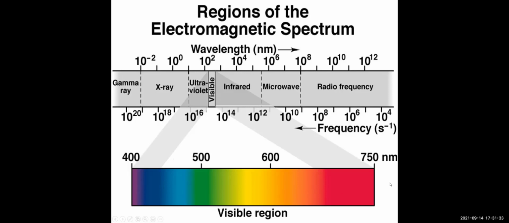Has anyone ever memorized this sequence of colors? There's a way of doing that. Anyone know the acronym? Roy G. Biv, good. And that would be going this way, from longest wavelength to shortest wavelength. So red, orange, yellow, green, blue, indigo, violet. Red is the longest wavelength, but the lowest energy. The longer the wavelength, the lower the energy.